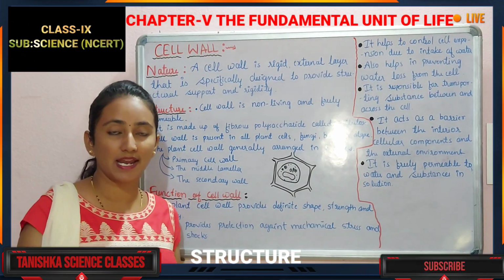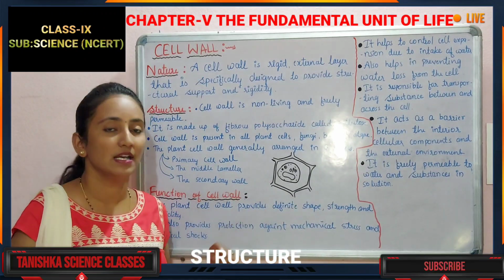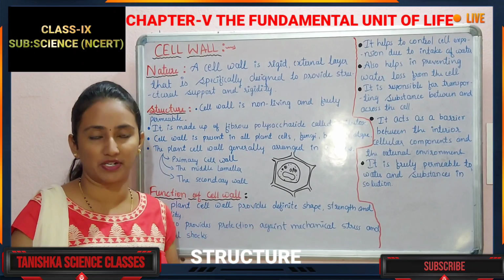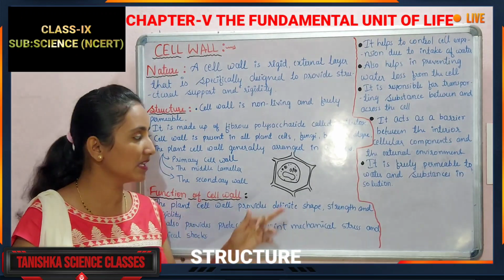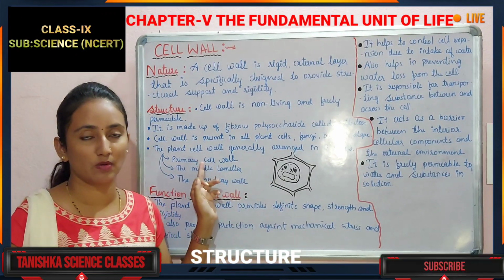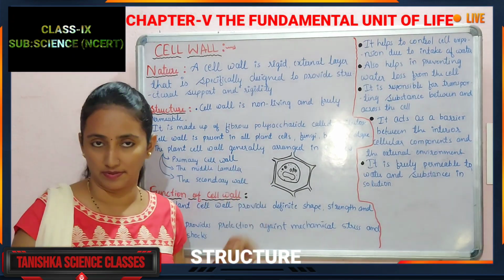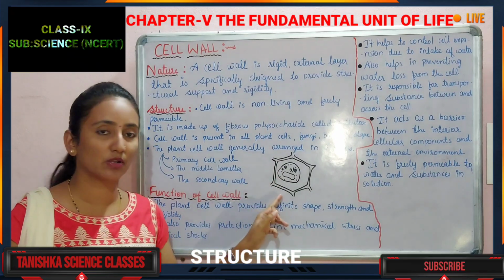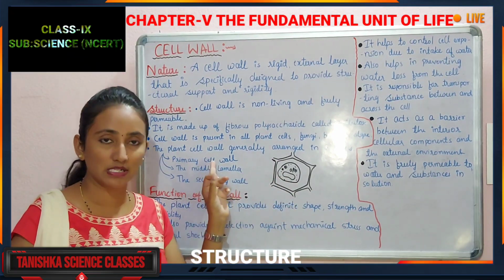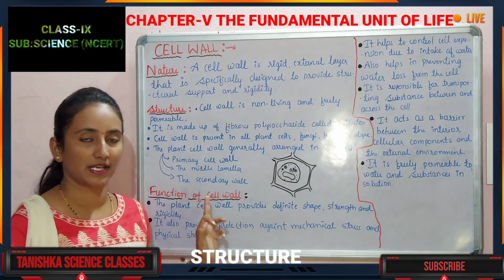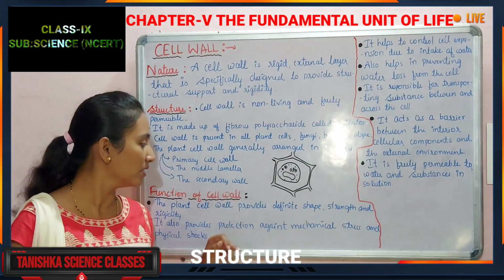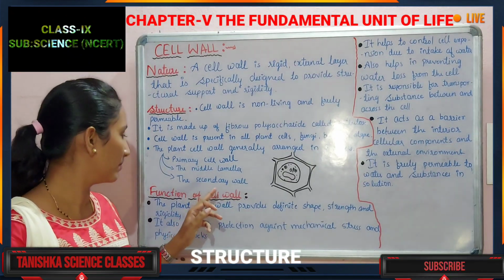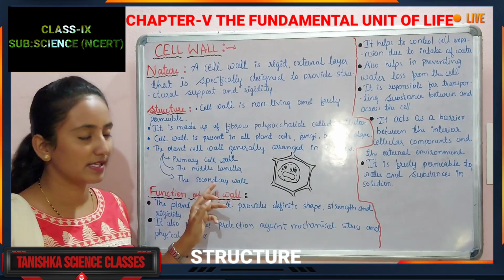Then there is the secondary wall. It is present inside the primary wall, and it gives the rectangular shape for the plant cell. These are the three layers of the cell wall present in the plant. Observing plant cells under the microscope, we got the three layers: the primary wall, the middle lamella, and the secondary cell wall. So these are the various layers of the cell wall.